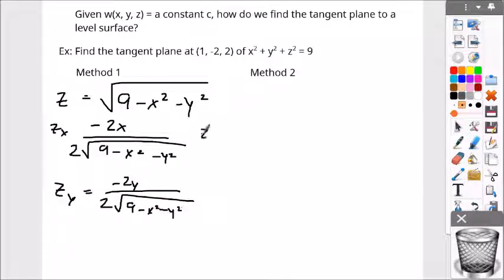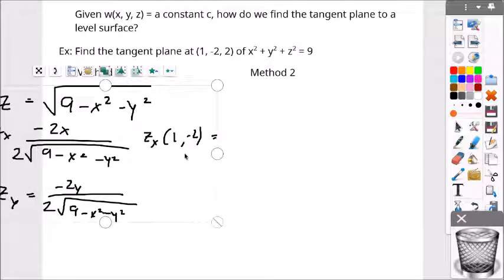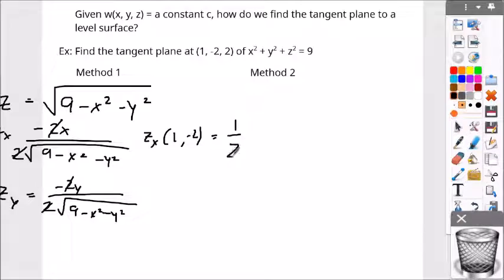So what is z sub x at the point that we want? Z sub x at the point that we want is 1 on top, or negative 2 on top, but we can cancel. So just cancel, cancel, cancel, cancel. You'll get negative 1 on top, and then you'll get 9 minus 1 minus 4, which is 4. Square root of 4 is 2. So it's negative 1 over 2.